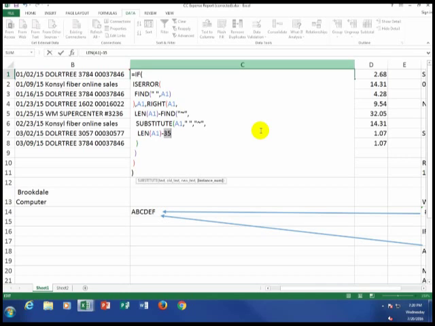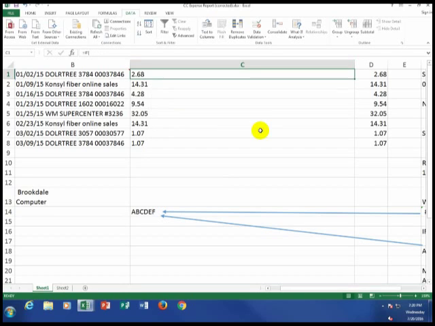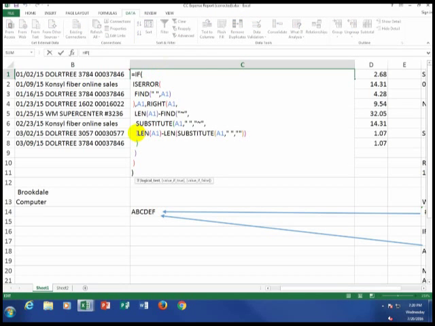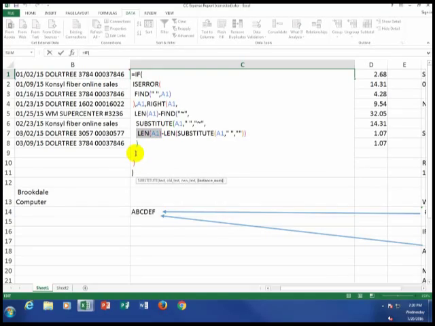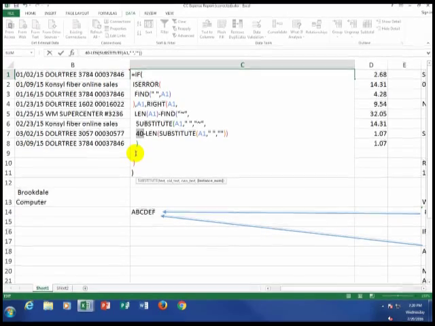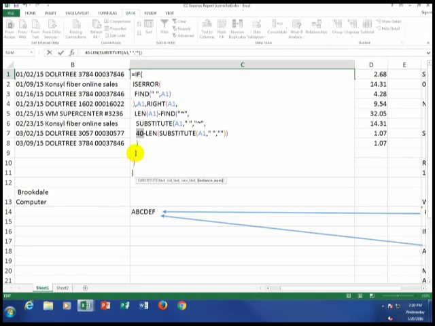So there's 35 characters, no spaces. Now I'm doing len of A. What's len of A? The original. That includes the spaces. So there's 40 with spaces, 35 without spaces. If I subtract the two, what do I get? I get how many spaces there were, the number of spaces.